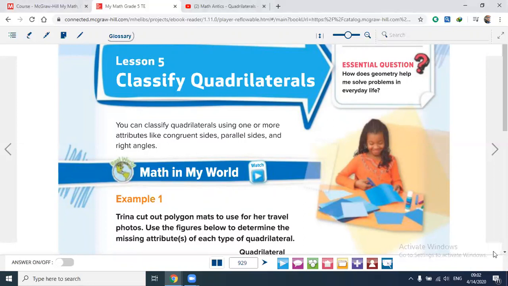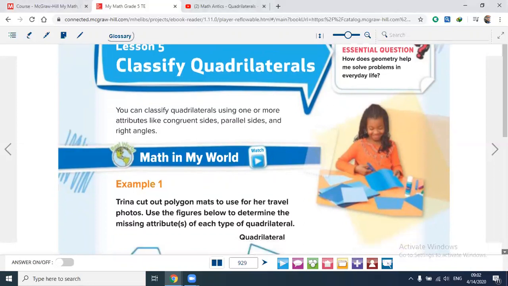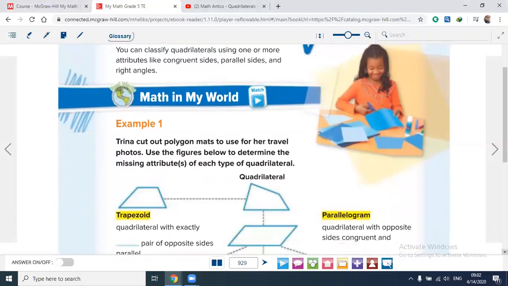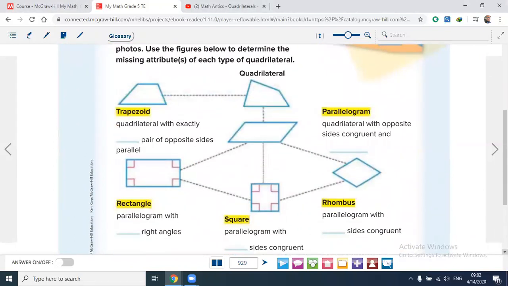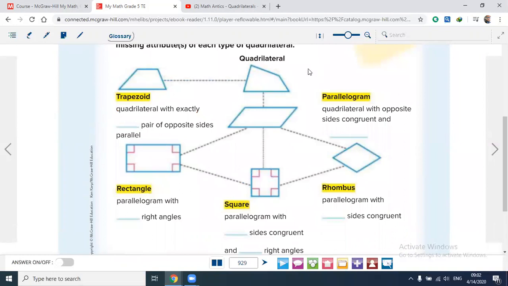As you see here in page 929 for example number 1, I have this polygon. It's called quadrilateral. It has 4 sides and 4 angles: 1, 2, 3, 4. This is only quadrilateral. I can name it just quadrilateral because it has 4 sides.